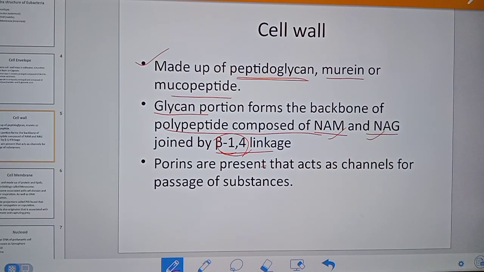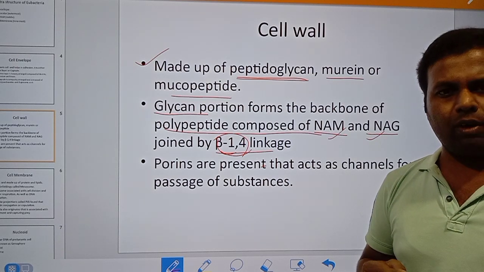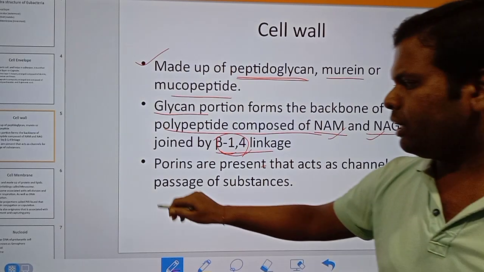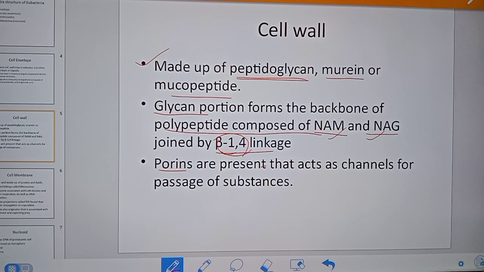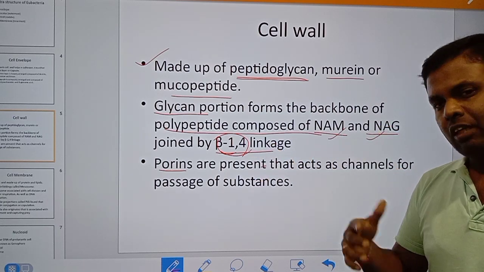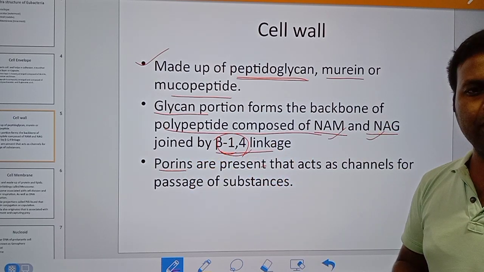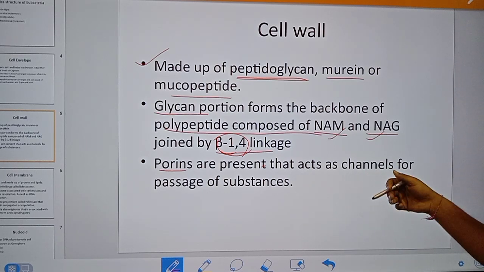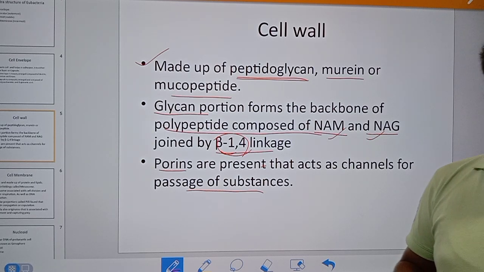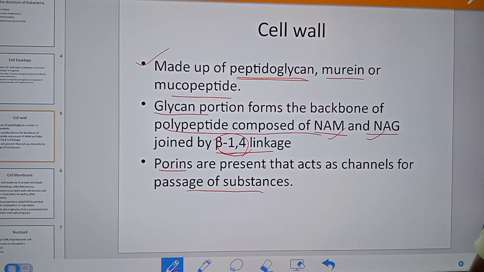Then some channels are also present in these cell walls, for the passage of substances across the cell wall. Some pore-like structures are present which are called porins. One such example is aquaporin, a channel through which water can pass. So some porins are present in the cell wall of bacteria, associated with the passage of substances. Okay.